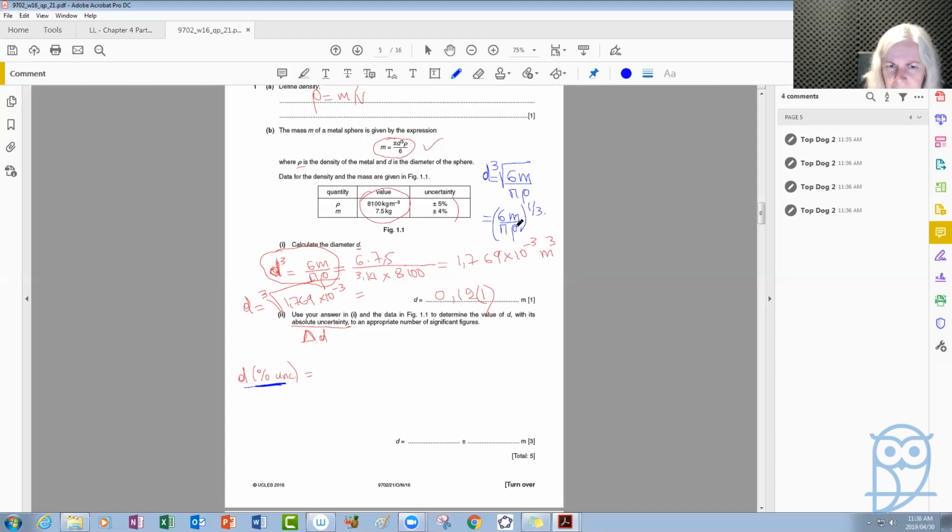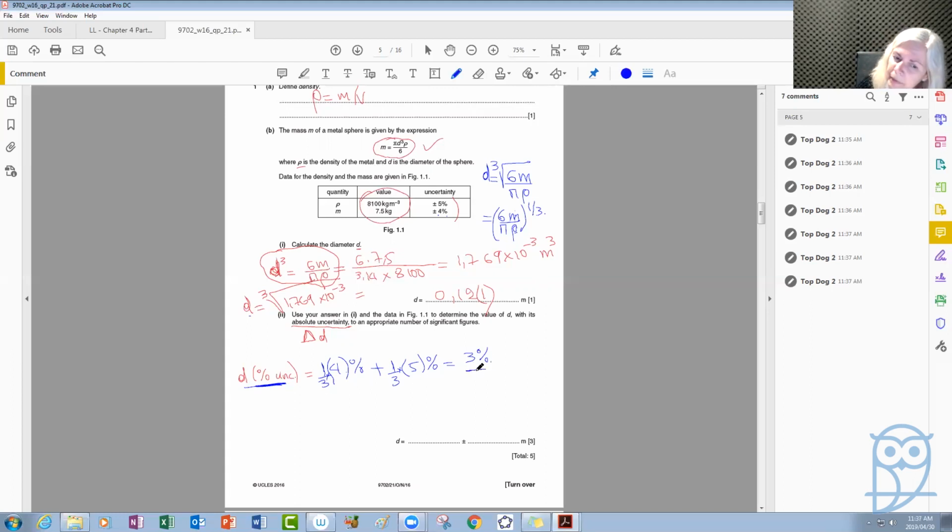So what things have uncertainty here? We have the mass and the density. For the mass, the uncertainty is 4%, but now I have to multiply it by 1/3, plus the uncertainty from the density, which is again times 1/3, and for the density it is 5%. And what do I get here? It's 4/3 plus 5/3. That should be 9/3, which is 3%. So this is the percentage uncertainty of the diameter.